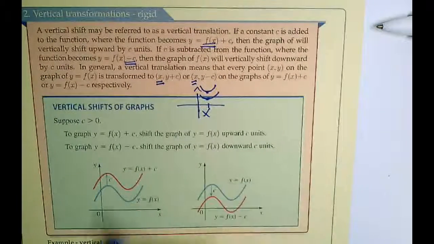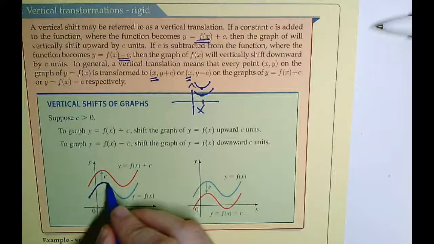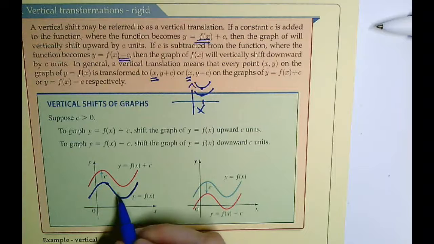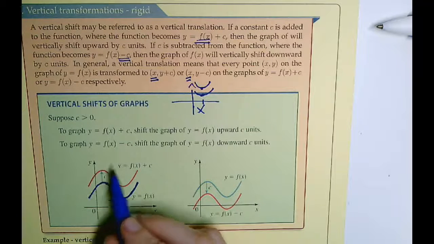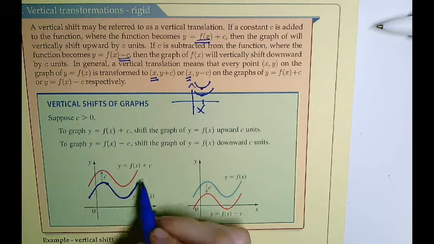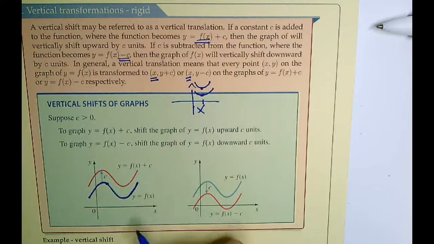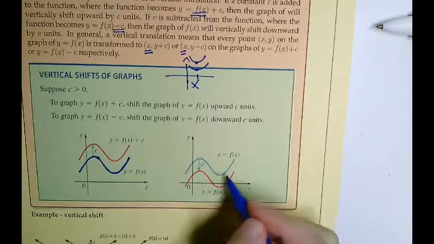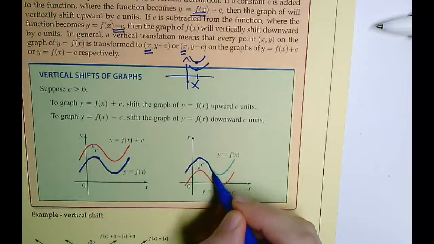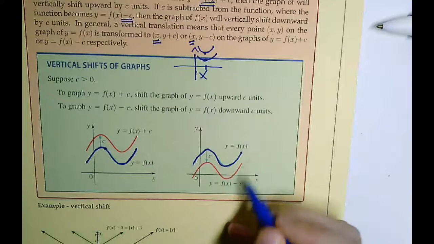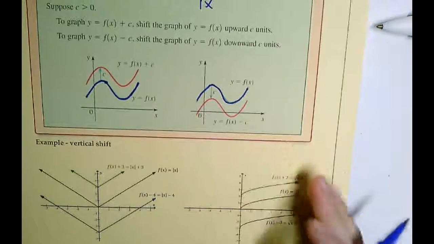So if you have your regular function f of x, this blue one, if you add c units to f of x, you're going to obtain another function, which is just f of x plus c. And then if you have the same function f of x, and you subtract c, then you're moving the graph down c units. So let's see an example.